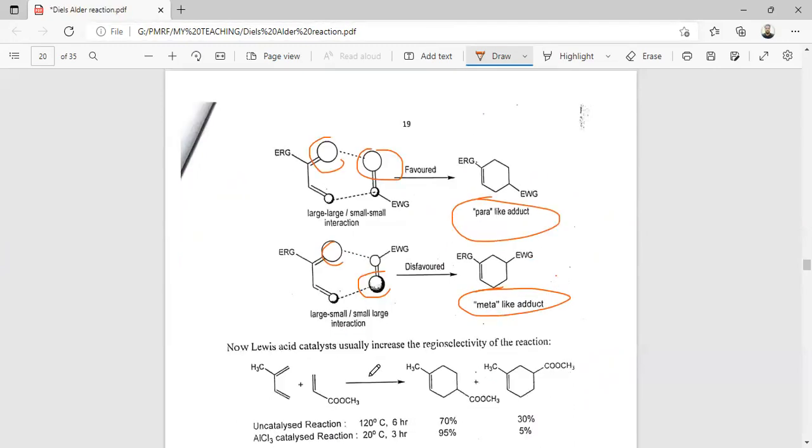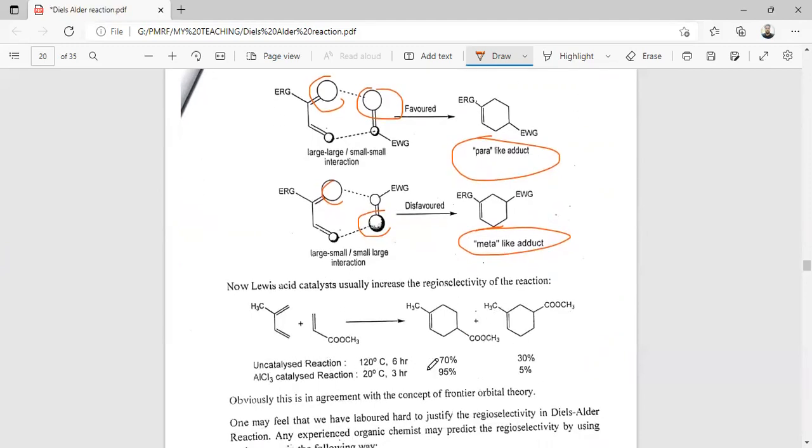Now, Lewis acid catalysis usually increases the regioselectivity of the reaction. In the uncatalyzed case, the ortho product is 70% and the meta product is 30%. When a Lewis acid is present, the regioselectivity increases to 95% of the ortho-like product. So obviously this is in agreement with the concept of frontier orbital theory.